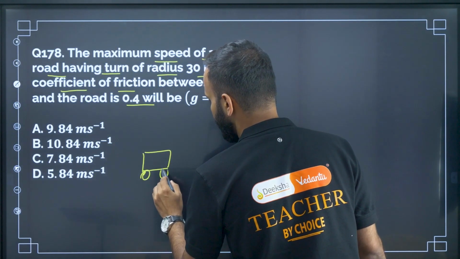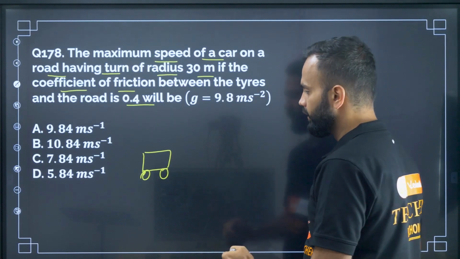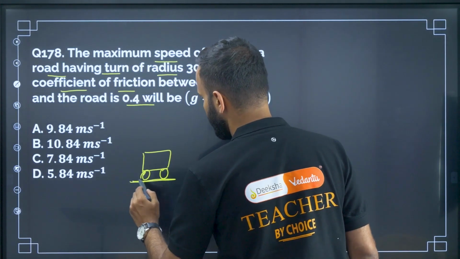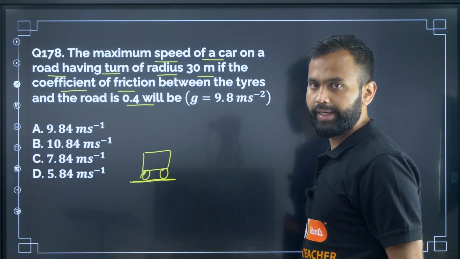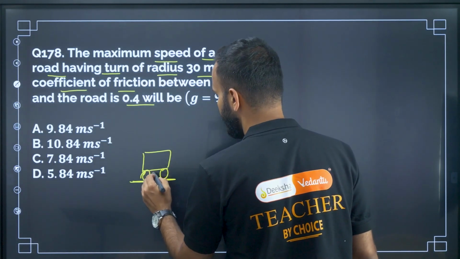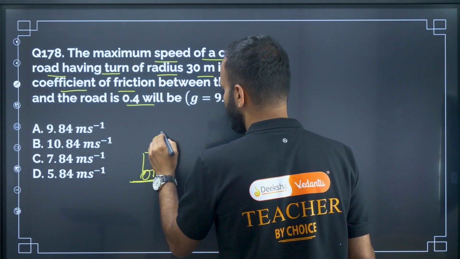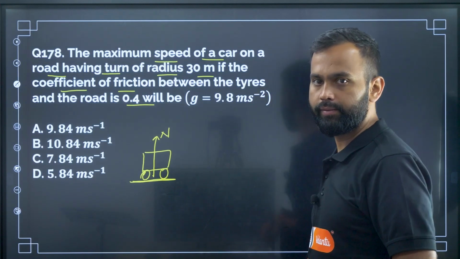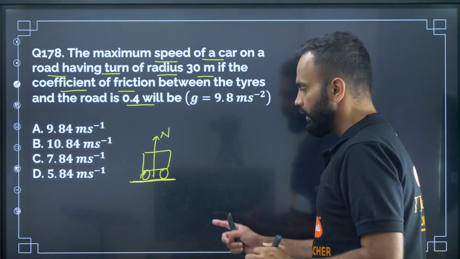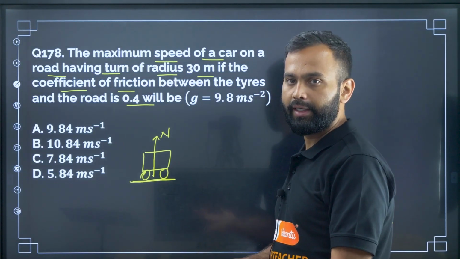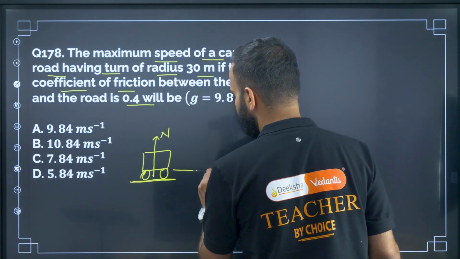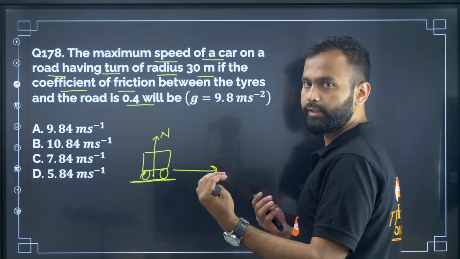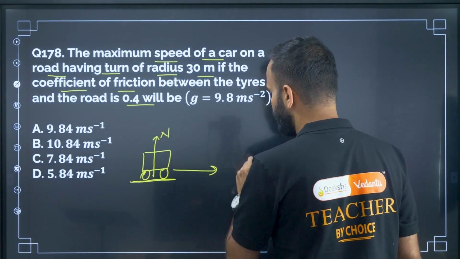It is moving on a circular track, right? So this is the front view. Let us draw the free body diagram. Here N is the normal force acting on this car. The car is moving on a circular track, so the car experiences centrifugal force, which is radially outward.